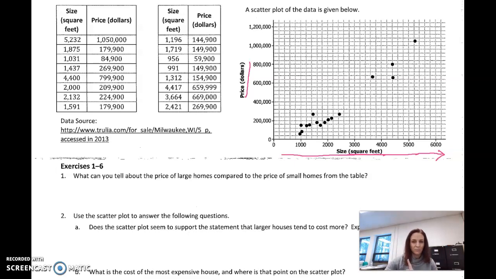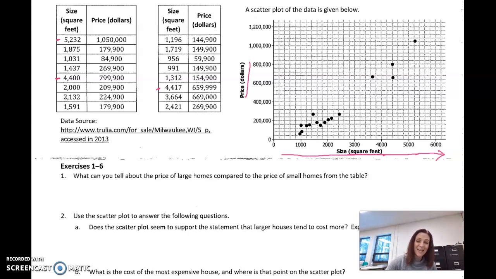I have to pause for a second. I'm getting ahead of myself. We want to take it from the table. Okay, so notice I went to the graph right away because it's way easier on the graph. If we look at our bigger houses here on the table, like this one, obviously $1 million, that's the biggest price. Here is one that's over 4,000 square feet. That's almost $800,000. Here's another 4,000 square feet, between 650, 700,000.